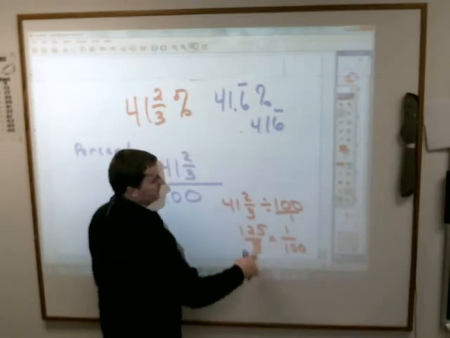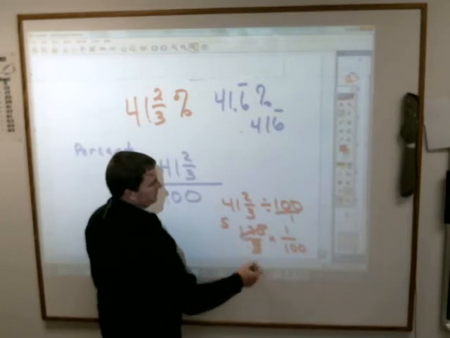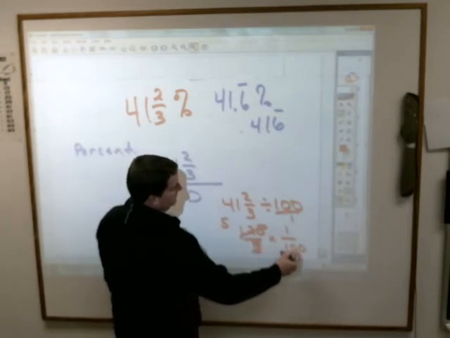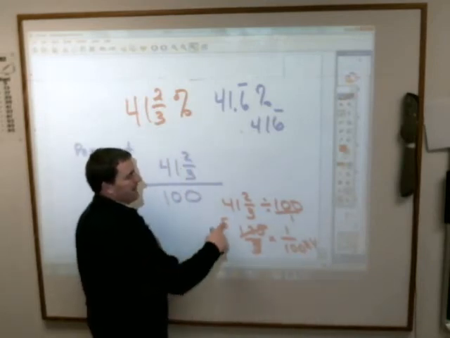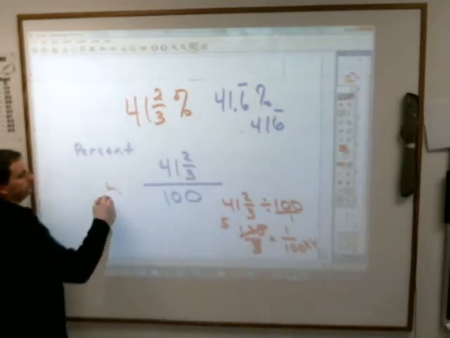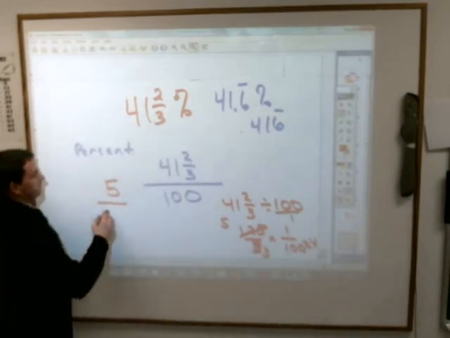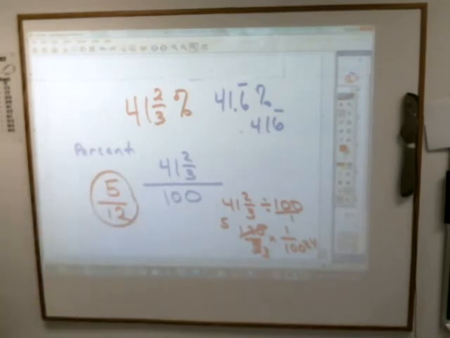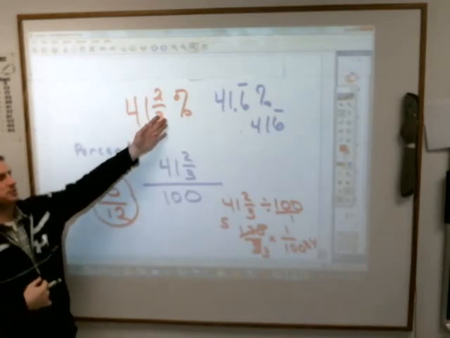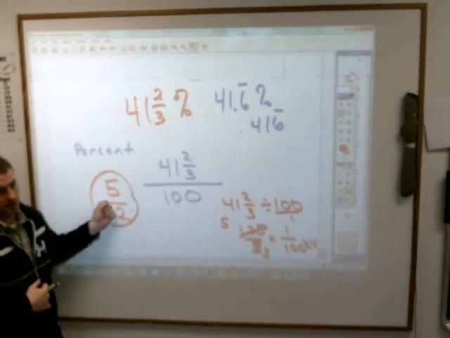25 goes into 125 5 times. 25 goes into 100 4 times. So you end up with 5 times 1, 5, over 3 times 4, which is 12. 41 2/3% is the same as 5/12 as a fraction.